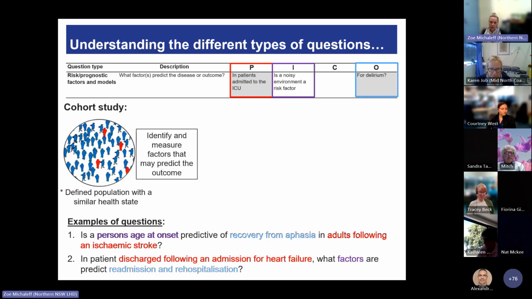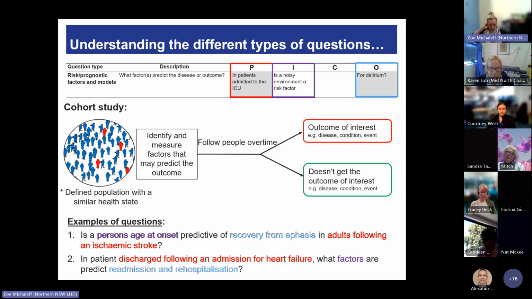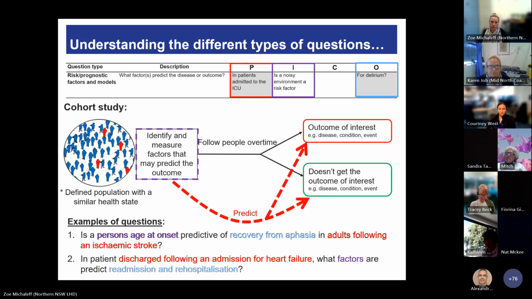A whole pile of information is collected at baseline. So this information is then used to predict. It might be the information you collect the first time you meet them, and then you follow up everyone over time, and you have a look at who develops the outcome of interest and who doesn't. And so you use this information that you collected at baseline to predict who develops the outcome of interest and who doesn't.